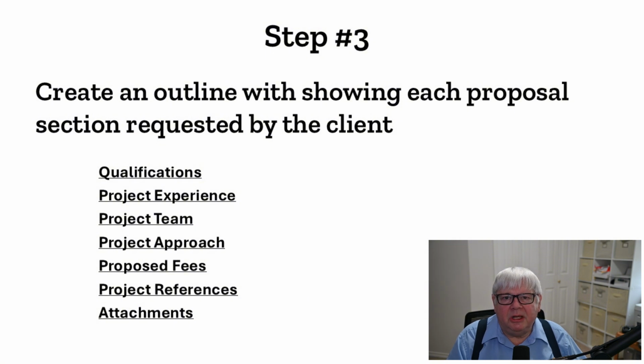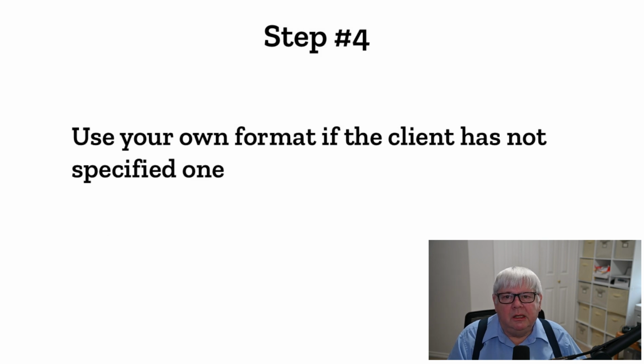This outline would typically include separate sections for things such as qualifications, project experience, project team, project approach, proposed fees, and other such items, arranged in the order that the client prefers to see them. Number 4, if the RFP does not specify a proposal format, use your own format similar to the one that you use in your informal proposals. Guidelines for writing an informal proposal were discussed in episode 44 of this series.